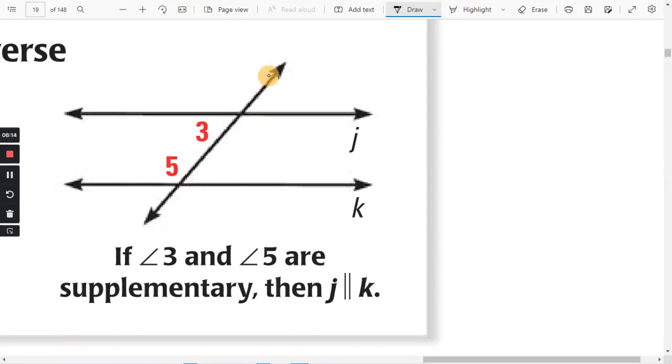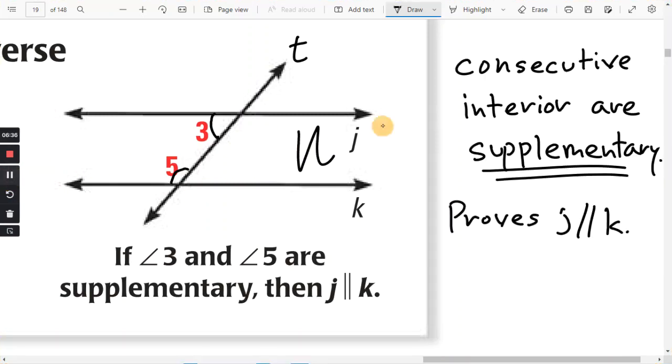So again, this diagonal line is your transversal. I'll label that T. In between the parallel lines is the interior, and these angles are both on the left-hand side of the transversal T. So those are same side or consecutive angles, and they're on the interior, so they're consecutive interior. If consecutive interiors are supplementary, that proves that J is parallel to K. So line J is parallel to K as long as these two angles add to 180.